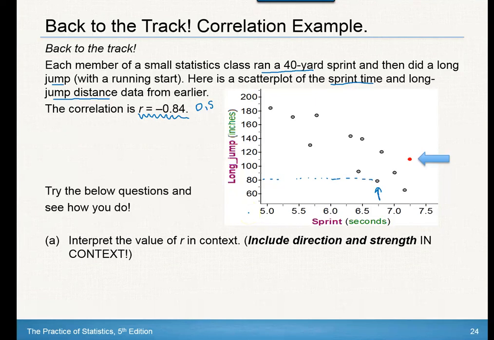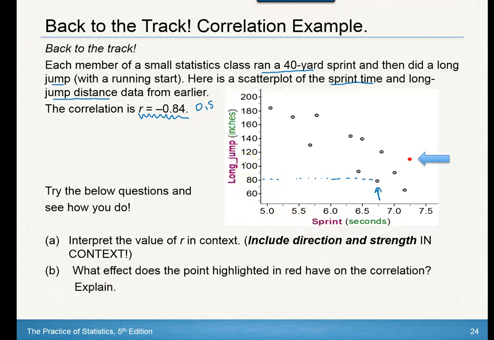I want you to interpret the value of R in context. What does R mean? Include direction and strength in context, so direction and strength according to sprint and long jump. Then I want you to take a look and see what effect you think this highlighted point in red has on the correlation. Go ahead and see if you can try that, then come back to the next slide to see the answer.